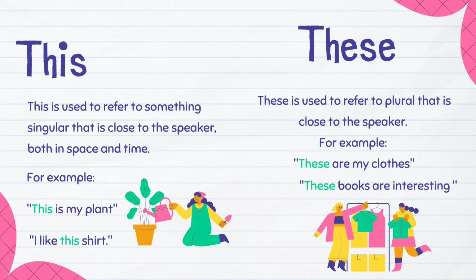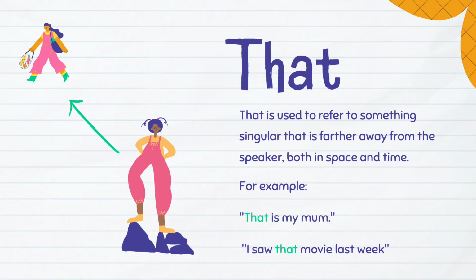This is used to refer to something singular that is close to the speaker, both in space and time. For example, this is my plant. I like this shirt. These is used to refer to plural that is close to the speaker. For example, these are my clothes. These books are interesting. That is used to refer to something singular that is farther away from the speaker, both in space and time. For example, that is my mom. I saw that movie last week.